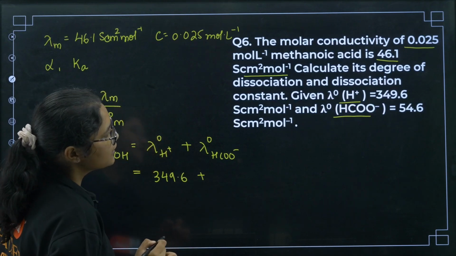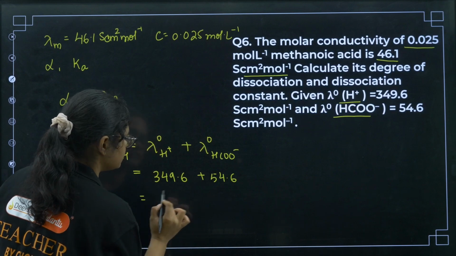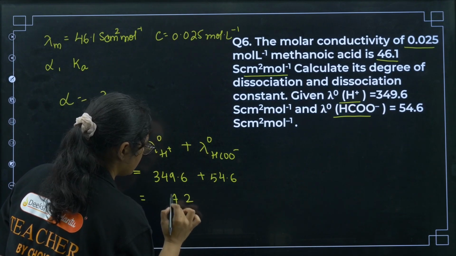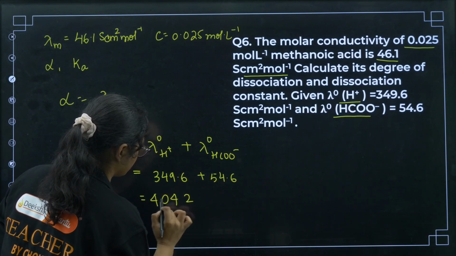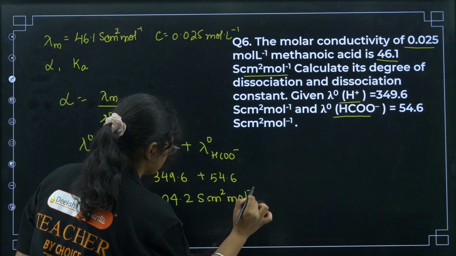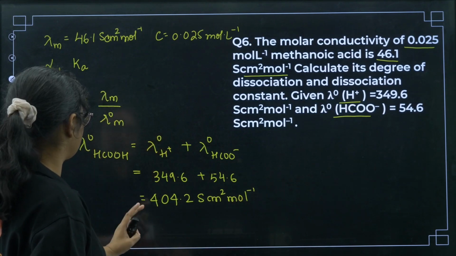this one is 54.6. So now we will just add: 6 plus 6 is 12, 9 plus 1 is 10, plus 4 is 14. Then I have 4 plus 1, 5 plus 5, 10. 3 plus 1, 4. This is done. Clear? So lambda naught I got.